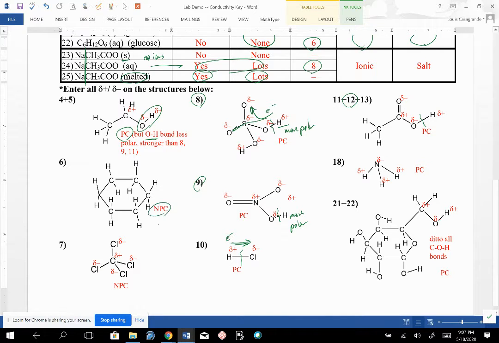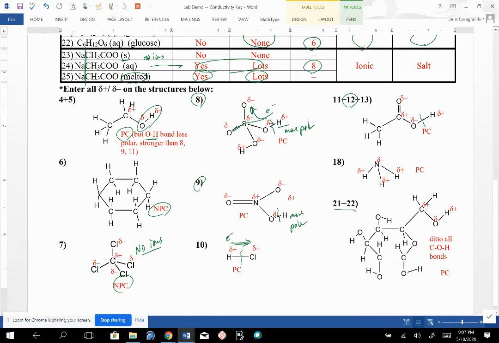6 and 7 are both nonpolar covalent. There's no ions to worry about. There's nothing to dissociate, no metal there, no polar bond at all. In number 18, there is a polar bond, but the polar bond is not the one that's going to break. And we're going to see something interesting with number 18.